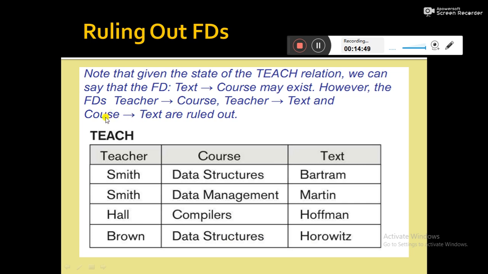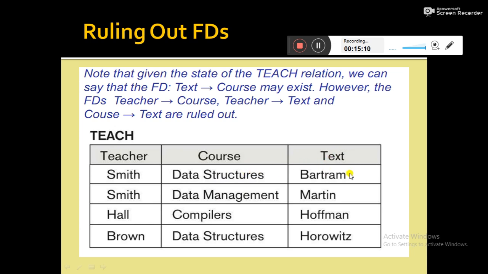Text is functionally dependent on course. Can we write it based on this data set? Let's check out. Suppose course is data structure. So for a particular course, data structure, are we getting a single value of text? No, for data structure, we are getting two text values.